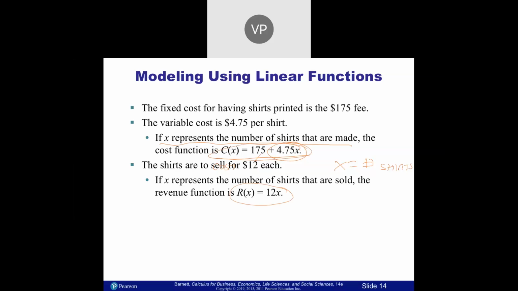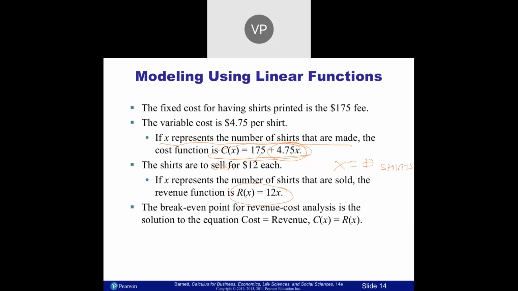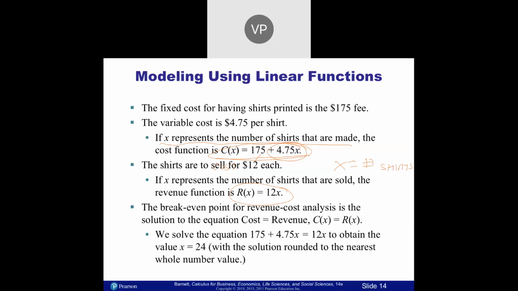Now we're going to figure out our break-even point. This is important for business. When the cost and the revenue are equal, whatever I bring in as revenue and whatever I spend as cost, that tells me how many shirts I need to sell to break even. So you set these two equations equal, the first one and the second one, and then you solve for X.